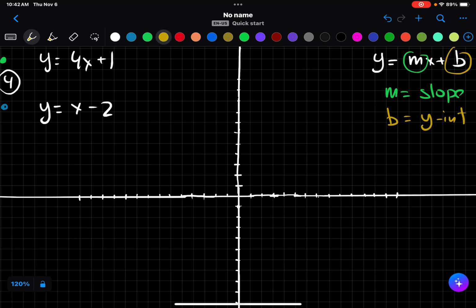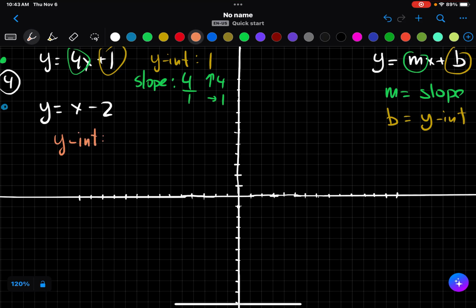Okay, so the y-intercept for the green equation is going to be just the positive 1. And the slope is going to be the 4. We're going to put it as a fraction, so it'll be up 4 to the right 1. And for the blue equation, the y-intercept is going to be the negative 2. Remember, the negative goes with the number. And the slope is going to be whatever's in front of the x. Well, there's nothing, but how many x's are there? It's a 1x, right? So it's a 1, make it a fraction, 1 over 1, which means up 1 to the right 1. And now we can graph.